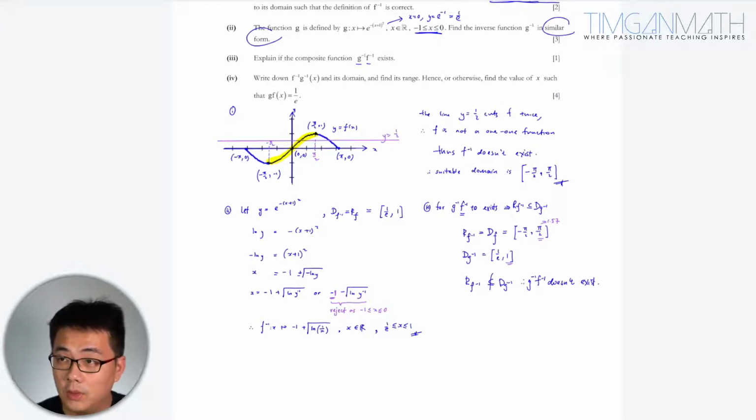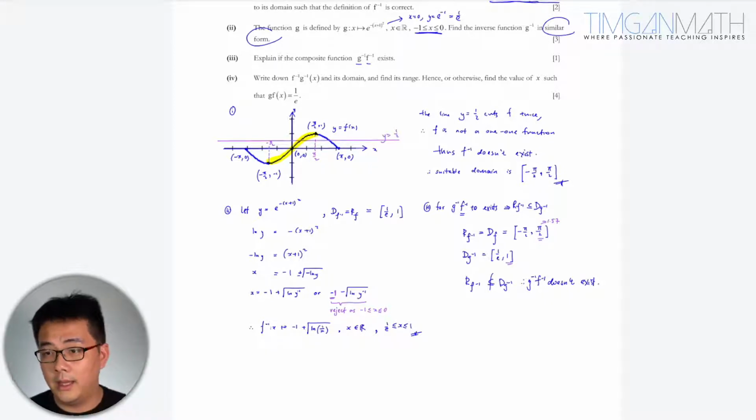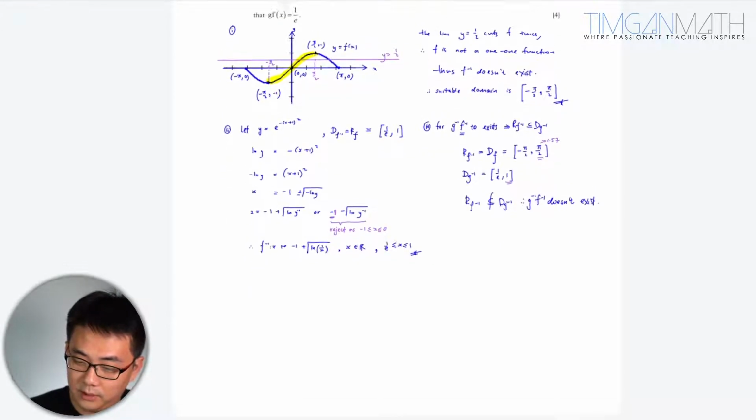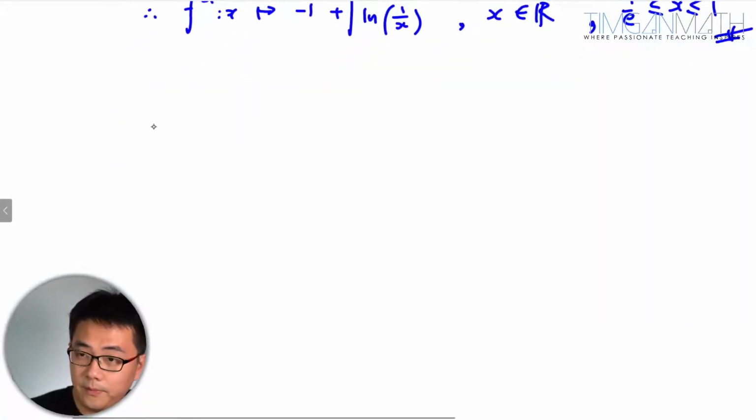Let's look at the subsequent one, the last one, which is: write down f inverse g(x). And its domain, find its range. So we're going to just find f inverse g inverse x.